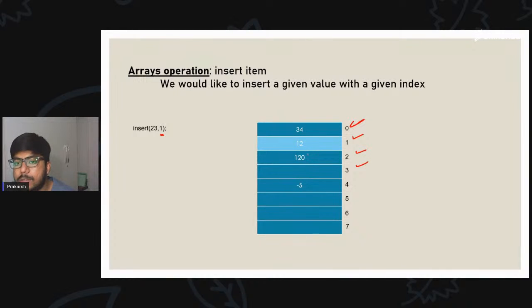After that, as you can see, this has shifted from here. This will be shifted from here to here, and this 12, you think where it's going to shift? It's going to be here. Okay, and this 23 would come over here. So this is how an array operation works if you have to insert something.